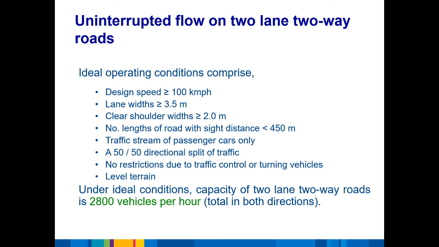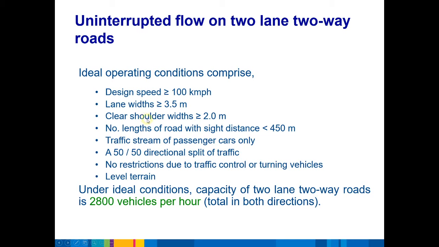So this is our answer to question 13. What is the capacity of a highway under ideal conditions? Under ideal conditions, for a two-lane, two-way road, we have 2,800 vehicles per hour. This is the total for both directions. These ideal conditions give us at least 100 kilometers an hour and a lane width of 3.5 meters. We want clear shoulders. When I say clear shoulders, I mean we need space that is at least 2 meters wide with nothing in it. No signs, no trees, no potholes.